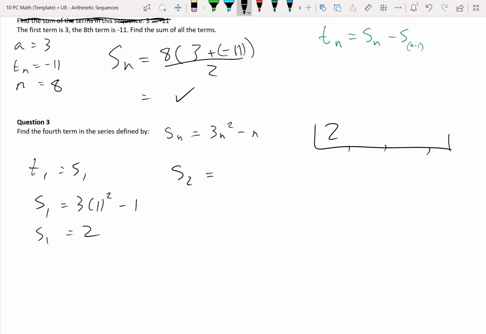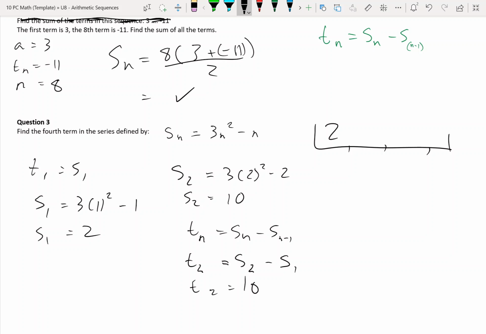Okay, so the second sum is going to be 3 times 2 squared minus 2. So 2 squared is 4, 12 minus 2 is 10. Now be careful. This number is not 10. This is the sum, right? So remember, in order to find the number, I'm going to use the formula, that third formula right here. So the number T at n is equal to S at n minus S at n minus 1. So T at 2, which is what we want, is equal to sum at 2 minus sum at 1.